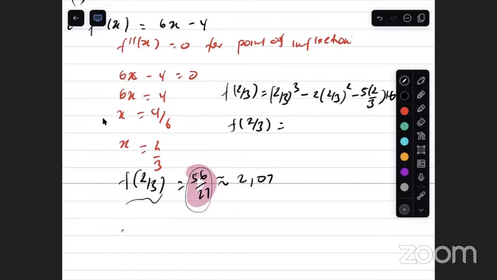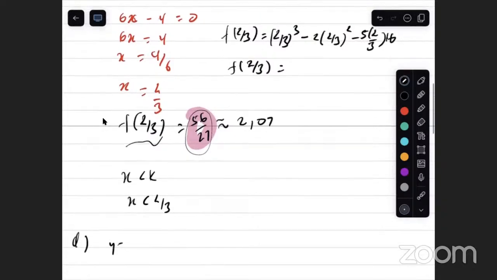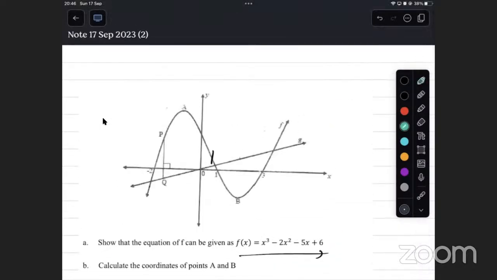The other question was, x should be, did they say x should be less than k for concave? Right, so x should be less than 2/3, right? I was actually trying to answer part D, in which we have y equals mx plus the constant c. As long as it touches this point of inflection, our gradient basically just does that.